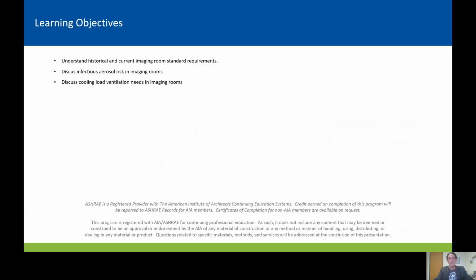These are the learning objectives. If you'd like to read those, press pause. Moving on in 3, 2, 1.